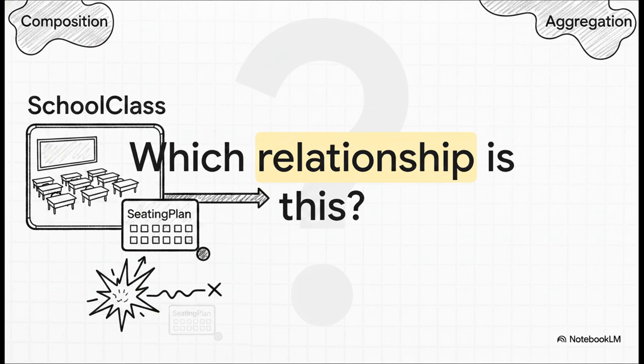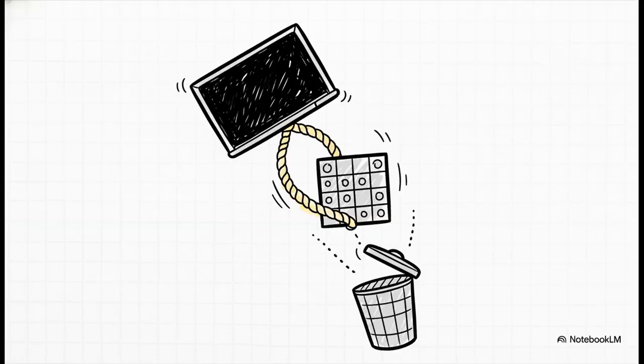Okay, let's test this out with a quick scenario from some school software. Scenario A. A school class contains a seating plan. That plan belongs to that class only. If the class is deleted from the database, the seating plan gets deleted too. So, what relationship is this? Take a guess. If you just yelled composition at your screen, you absolutely nailed it. The seating plan is tightly bound to the school class. It has 0 independence, so its life cycle is entirely tied to the parent object.